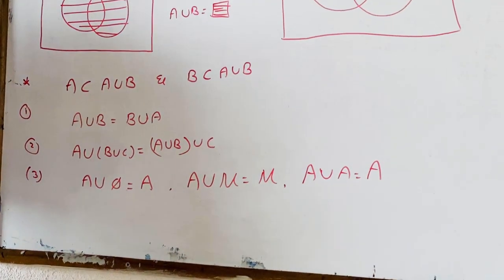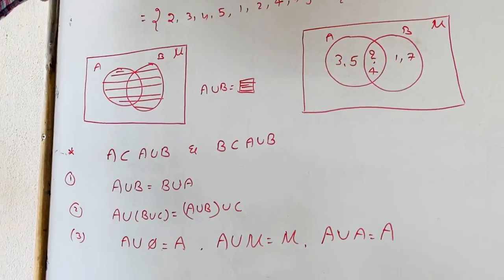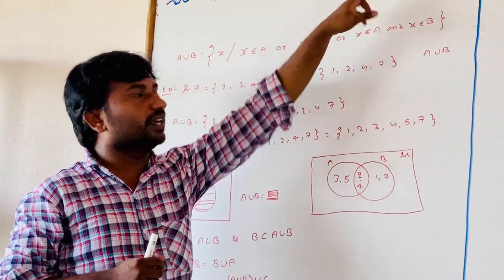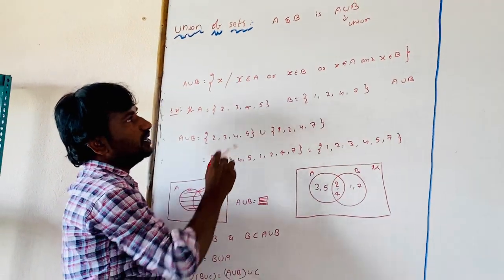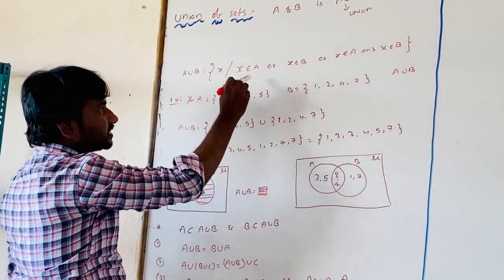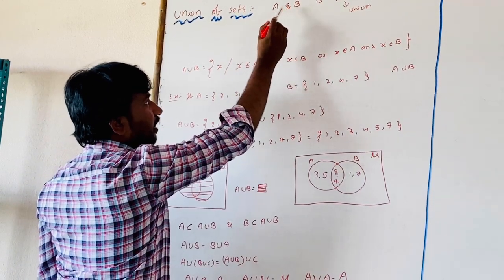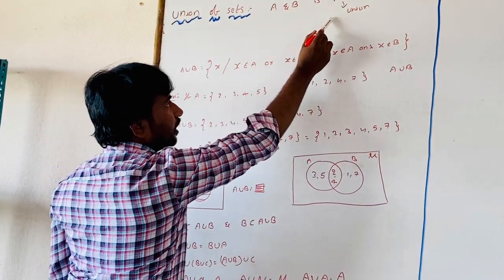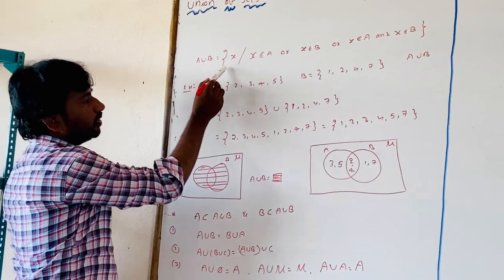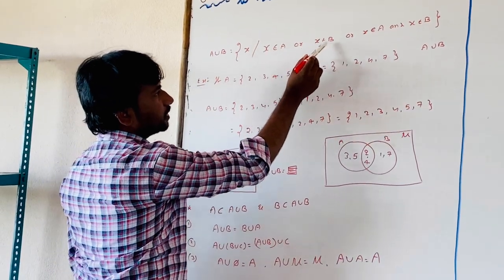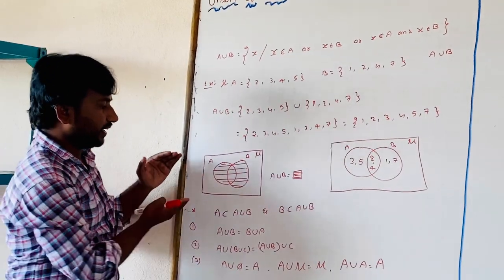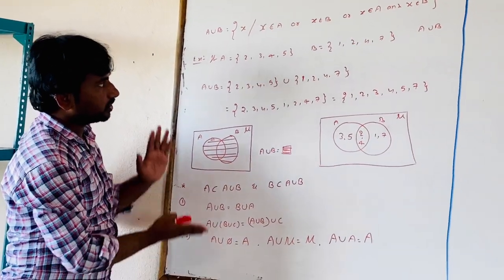Listen one more time. The union of two sets A and B is denoted by A union B, where this is the union symbol. A union B is a set of all elements X such that X is either in A or in B or in both A and B. The set builder form is A union B is equal to X such that X belongs to A or X belongs to B or X belongs to both. This is an example, this is a Venn diagram, and there are some properties about the topic.